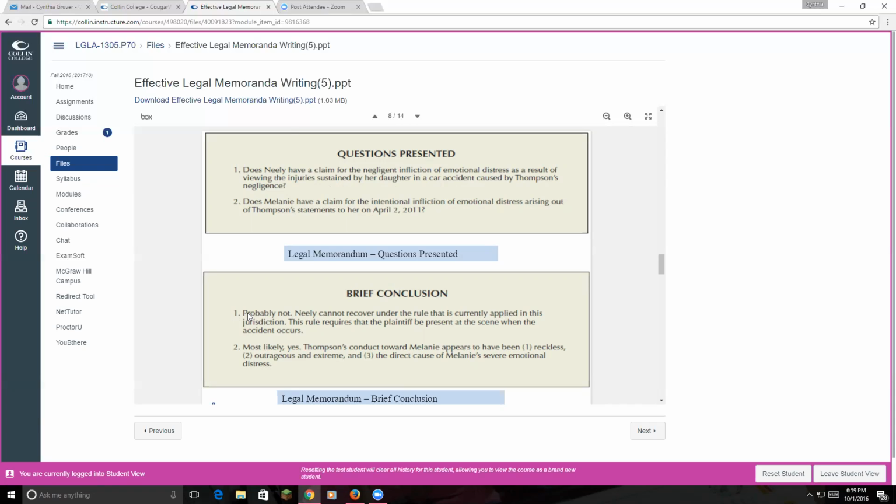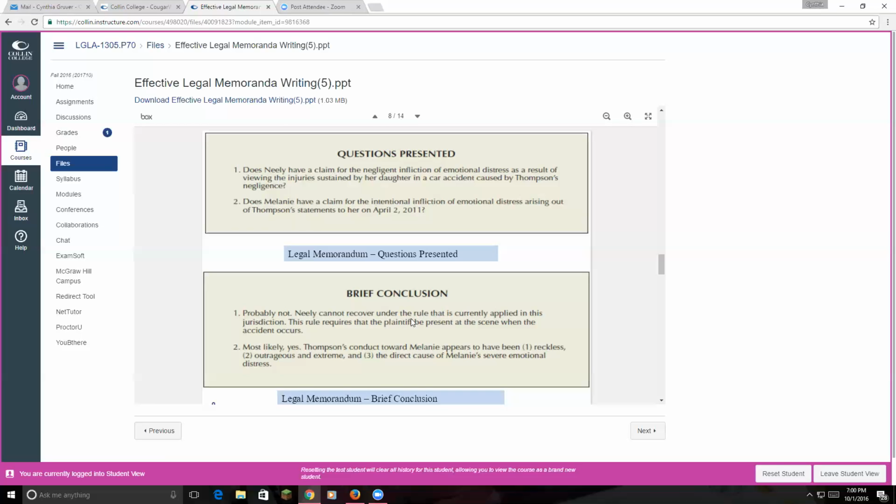Probably not. So you can see that the writer has taken a stance. It's not a definite, though. He's given himself a little wiggle room, which is okay. Probably not. And by the way, this first part doesn't have to be a complete sentence. I would say this is the only part of your document that isn't going to be a complete sentence. But you can get away with not having this complete sentence. If you really want to make it a complete sentence, that's okay too. But I'm not going to count off if your very first part of your answer in your brief conclusion section is a sentence fragment. Probably not.